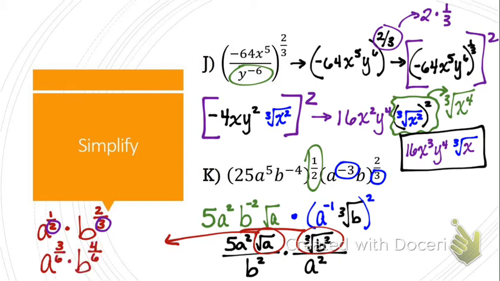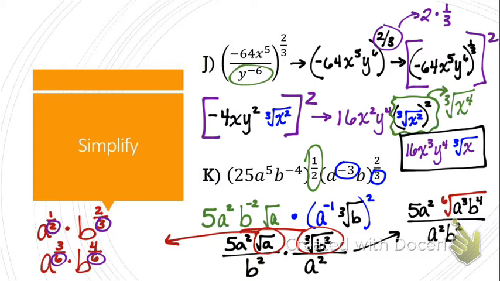If I write it like that, now I see that I can have a 6th root, and I can write this as a single root at the end. Does that make sense? Okay. So let's write this down. I'm going to have 5a squared, and then this is going to be the 6th root of a cubed b to the 4th all over a squared b squared.